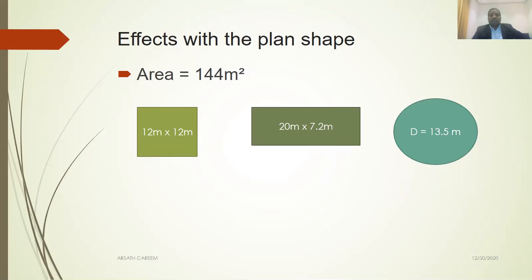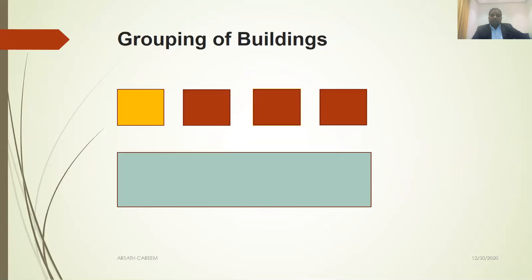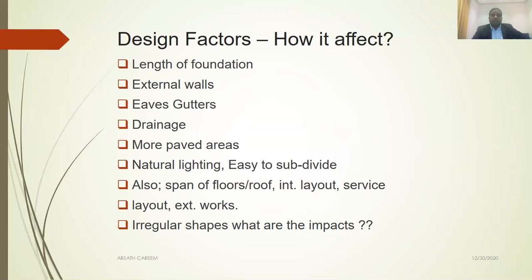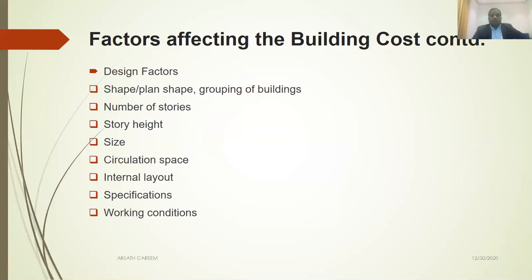What we are discussing here is the economy of the building. So the most economical shape is the square shape. Why? It's easy for natural ventilation. It has less perimeter compared to rectangular. When it has less perimeter, the length of the foundation will be less, external walls will be less, also drainage will be less. So this is the reason. Design factor, the first one, shape plan, definitely will impact the cost of the building.